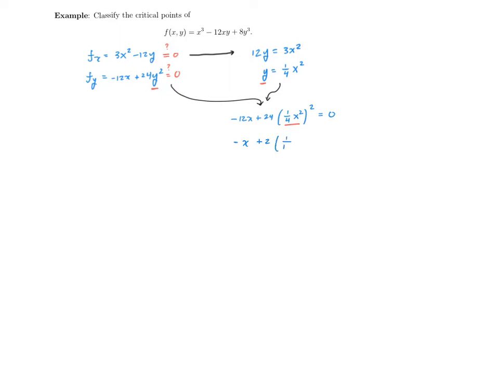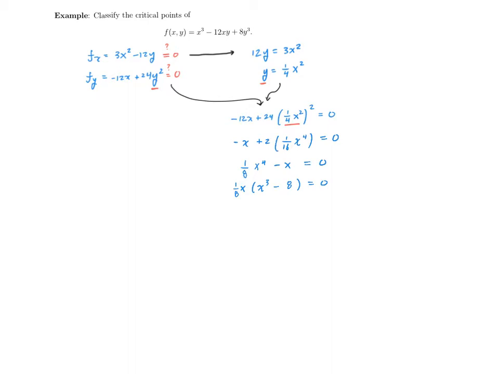So 1/4 squared is 1/16. x squared squared is x to the 4th. Now we will go ahead and reorder the terms in descending order, so 1/8 x to the 4th minus x is equal to 0. I think it's simpler here to pull out a 1/8 along with an x, and we would have an x cubed minus 8 left over.